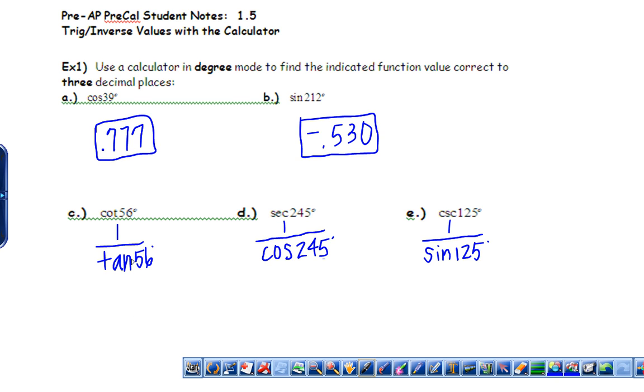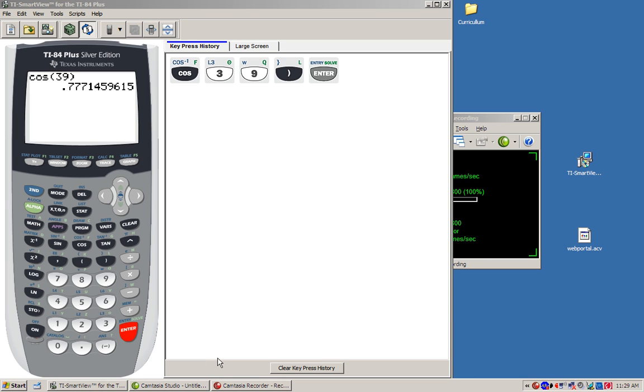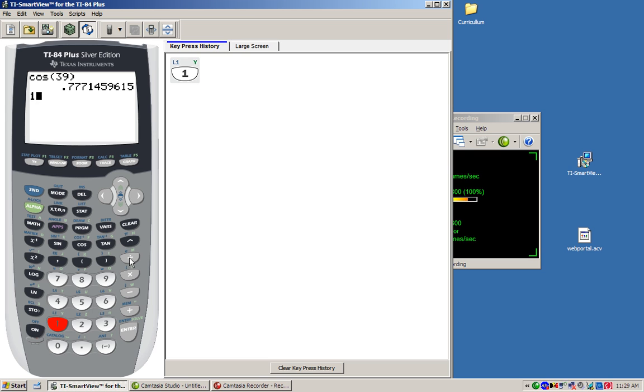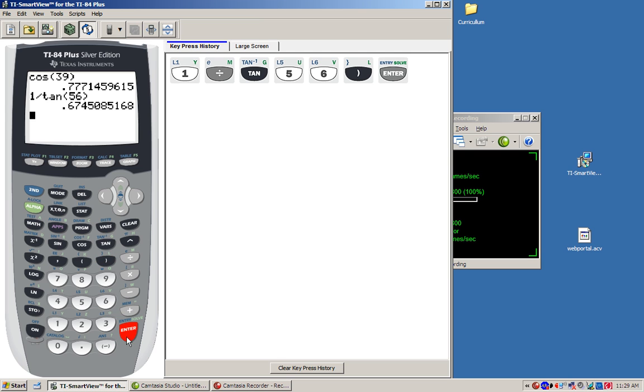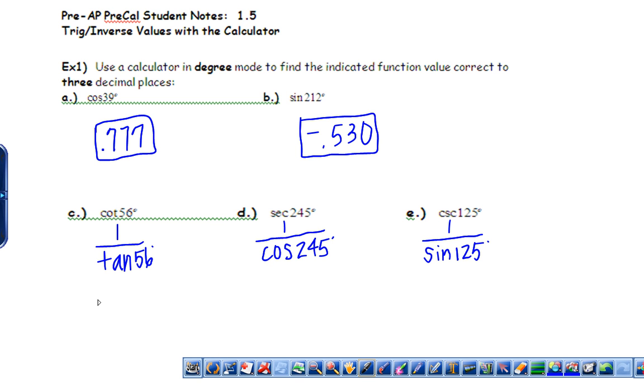Okay, I'm going to plug one of these in for you. So I'll plug in C. The reciprocal of cotangent of 56, I simply go 1 divided by, and you can press in tangent of 56 degrees and close my parentheses. Rounding to 3 decimal places would be 0.675. And my answer is 0.675.